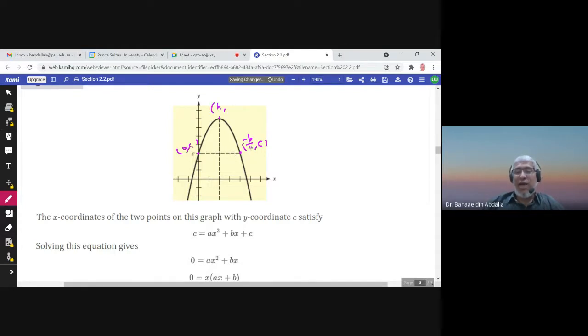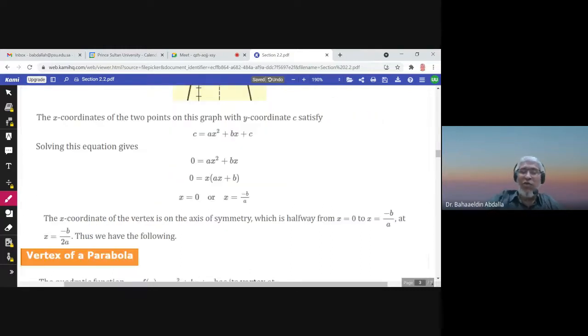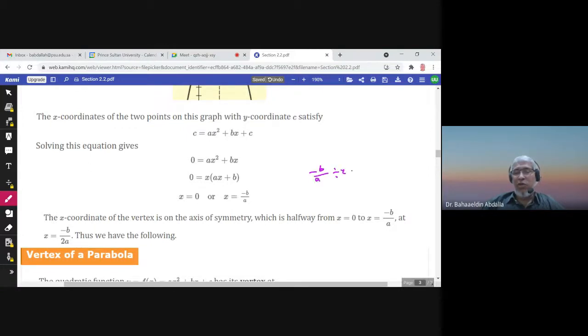So how to find the x coordinate of the vertex, which is h? You can add negative b over a plus 0 and divide by 2. Remember, if you have x1 here, x2 here, and you want to find the number in the middle, you just add x1 plus x2 over 2. So negative b over a plus 0 is negative b over a. And when you divide negative b over a by 2, this means negative b over a times half, or negative b over 2a. So what is h? h is negative b over 2a.